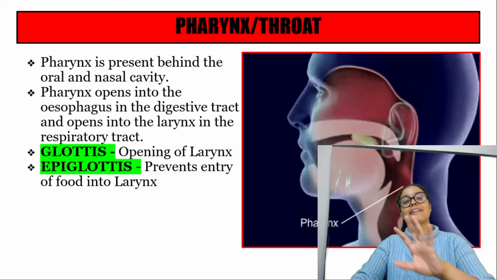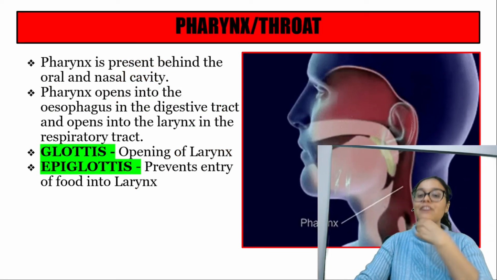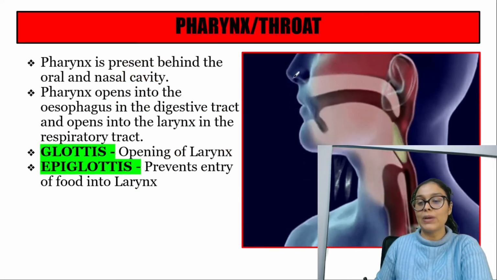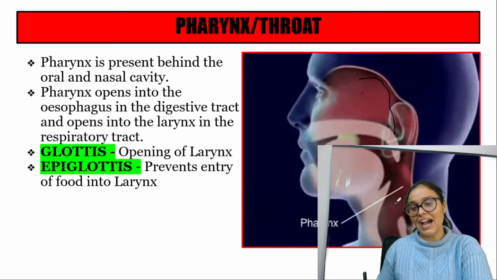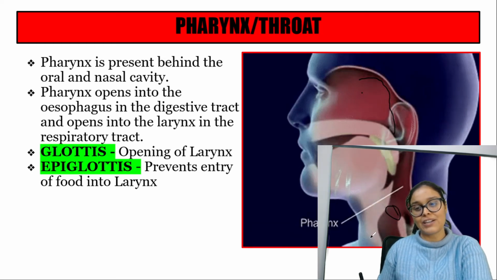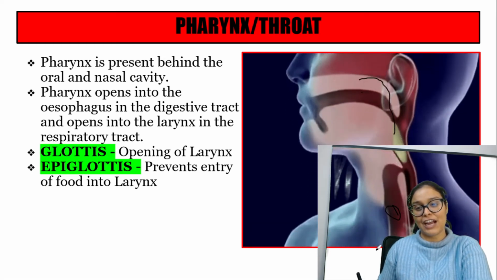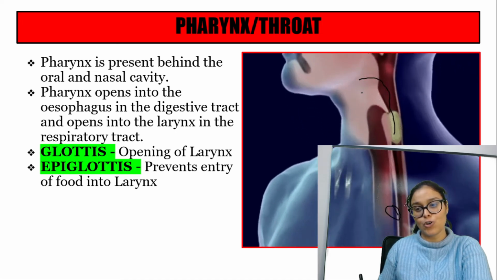Next is the pharynx. Now the mouth is done and we will see the pharynx. Food will enter the pharynx. See how beautifully this epiglottis closes the glottis, the opening of the trachea, so that food will go to the esophagus.